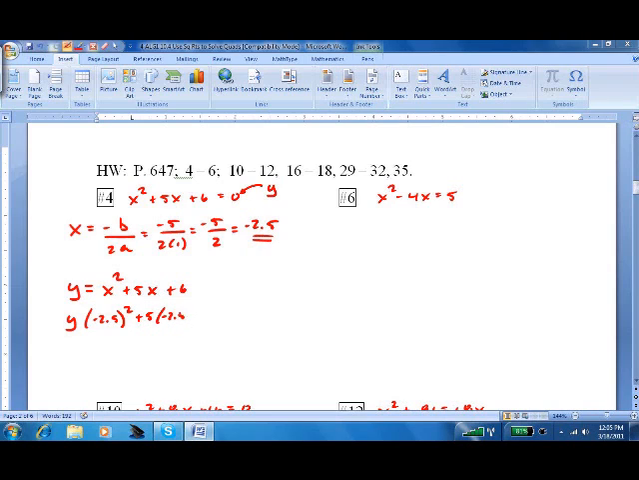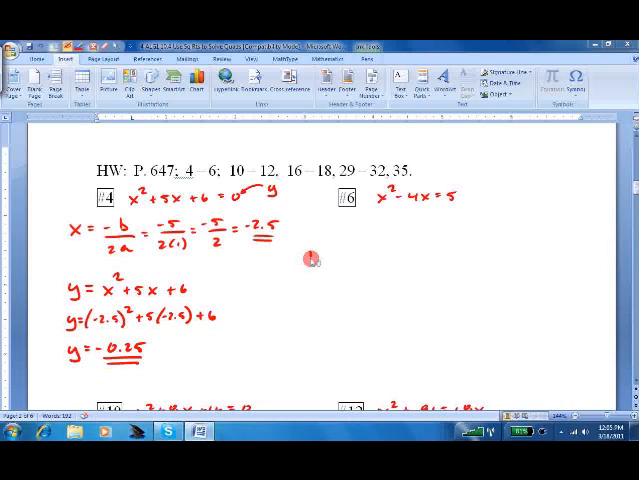negative 2.5 plus 6. A lot of people are struggling when they put it in their calculator. They forget to put the parentheses around the negative, so they square this and they get a negative number. You square that properly, you should get a positive number. And if you do this correctly, you should get negative 0.25.